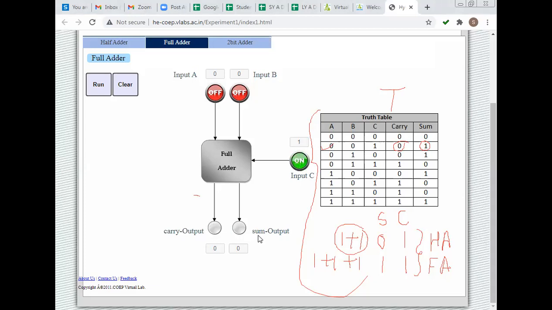What happened in that case? Carry 0 should come and sum 1 should come. Simply click on the run button. The output is displayed here. So carry is, what is the answer? Carry 0 and sum 1. You can check likewise the whole table. Okay, and tell me what is the answer. Consider this value and tell me what is the answer in practical. Everyone log in with your virtual lab.